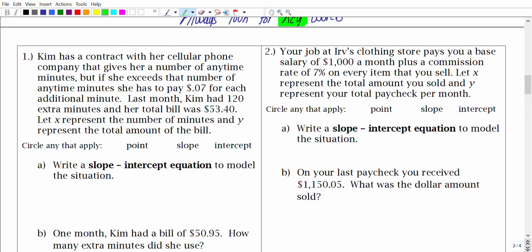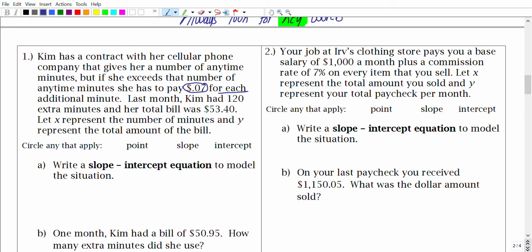I'm going to go ahead and circle these with you guys because I know you probably don't have highlighters, so I'll go ahead and circle them along with you. So it says, Kim has a contract with her cell phone company that gives her a number of anytime minutes. But if she exceeds the number of anytime minutes, she has to pay 7 cents for each, and I already see a keyword, so I'm going to underline it, for each additional minute. And again, notice that one, we know it's a slope, not only because I saw the word each, but look, that 0.07 was in its own sentence. Okay? But let's keep going.